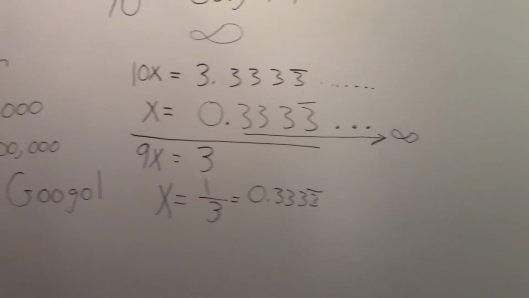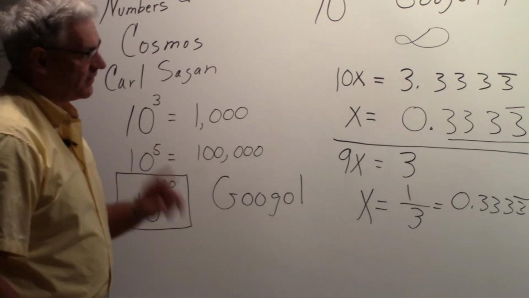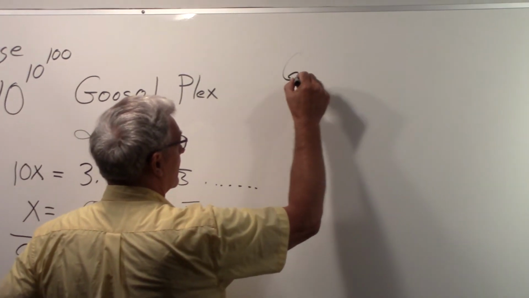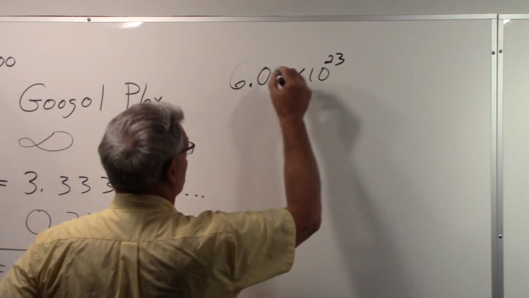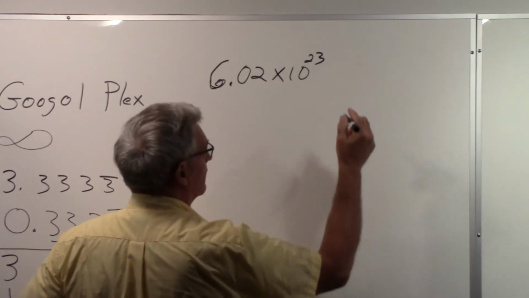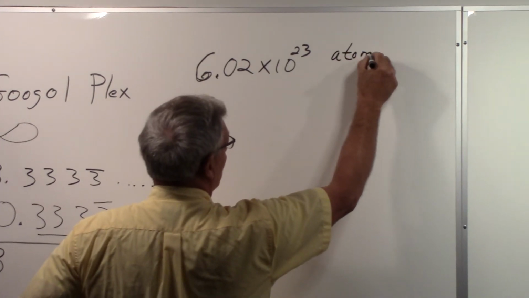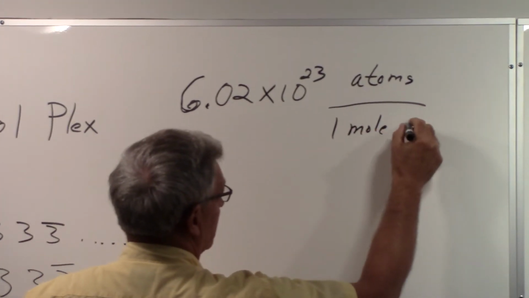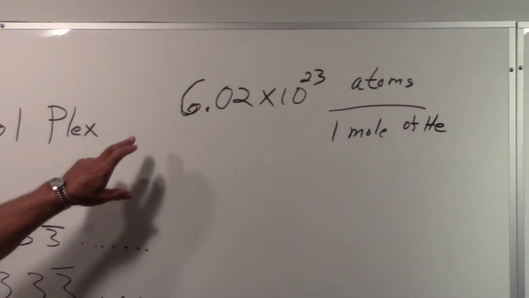Now, people don't generally use the number Googol and Googolplex, but there is a large number that most of us have heard about, and that's Avogadro's number, and that's 6.02 times 10 to the 23rd. And that's the number of, say if you have a mole of helium, that would be the number of helium atoms in 1 mole of helium. So we can have a little fun with that number.